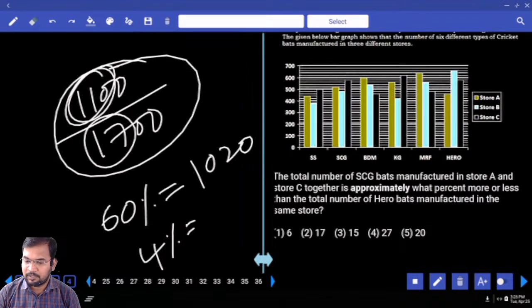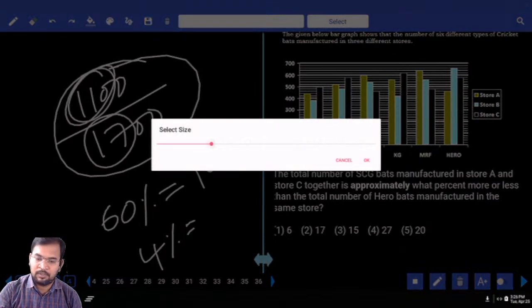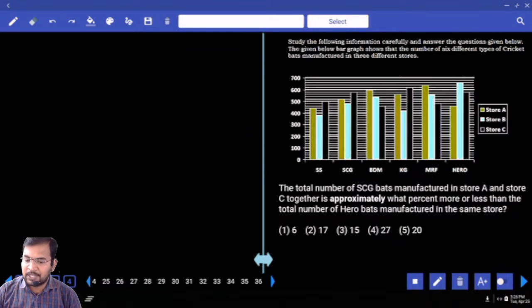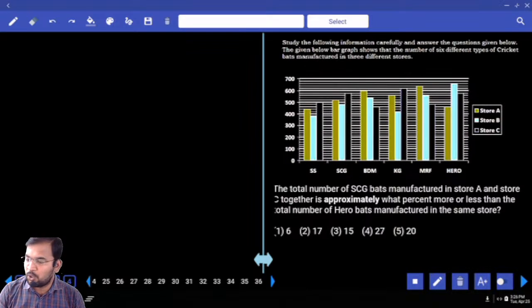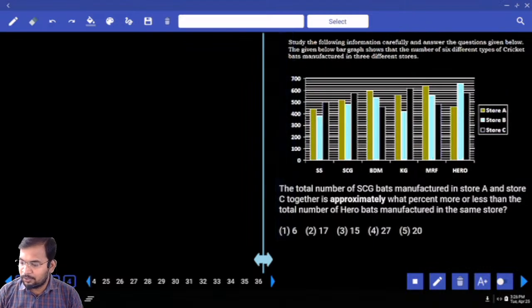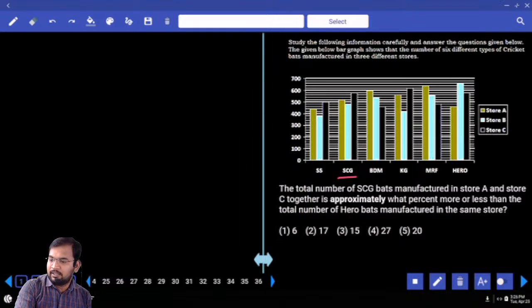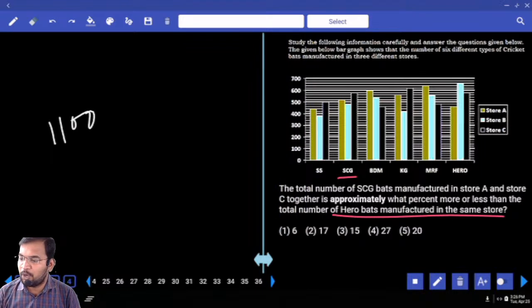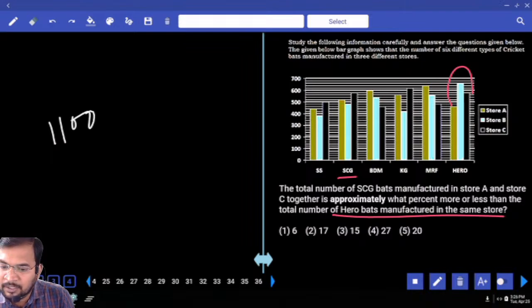Next. The total number of SCZ bats manufactured in store A and store C together. Store A 520, 580, 1100. 1100 is more or less than the total number of hero bats in the same stores. Same stores is nothing but A and C. A is how much? 480. C is how much? 580.